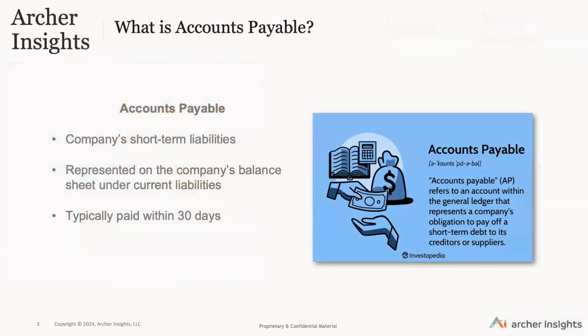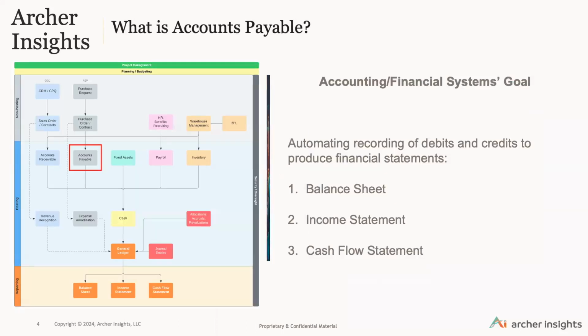Accounts payable refers to an account within the general ledger that represents a company's obligation to pay off a short-term debt to its creditors or suppliers. Accounts payable is represented on the company's balance sheet under the current liabilities section, and vendor bills are typically paid within 30 days. Here is a high-level view and flow of an ERP system. Accounts payable falls in the procure-to-pay functional flow.